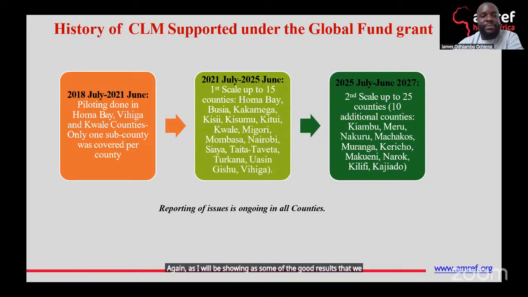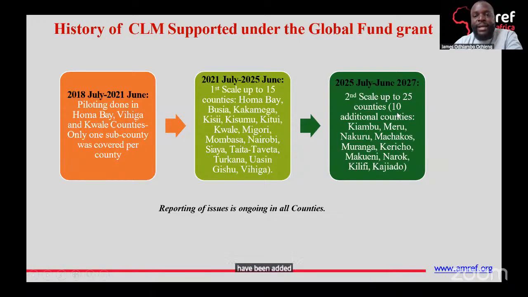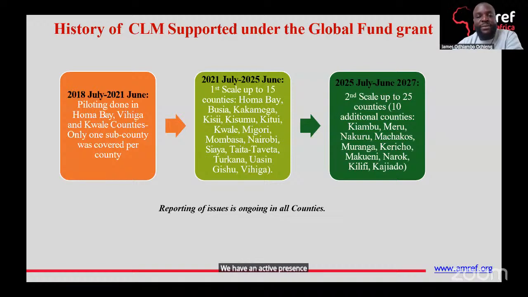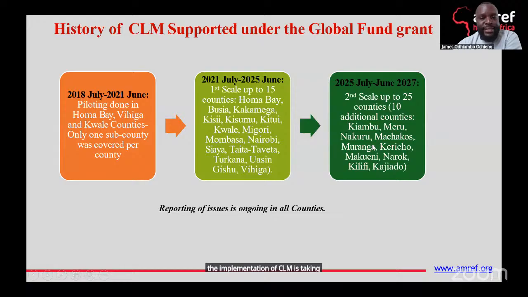Again, as I will be showing, some of the good results that we realized in the previous grant, when we were doing the grant for the current grant, that's the grant that began last year, we had a justification why we need to scale up further, and an additional 10 counties have been added in the current grant, courtesy of the good work and the outcomes that we realized in the previous grants. So we did introduce 10 new counties. That means out of the 47 counties that we have in Kenya, we have active presence in 25 counties at the moment. But it is good to note that the implementation of CLM is taking place across the country.